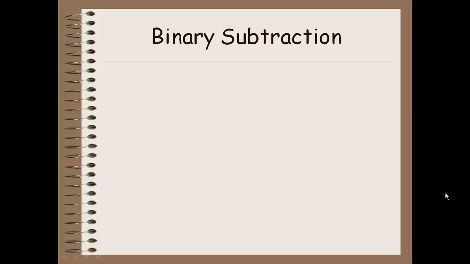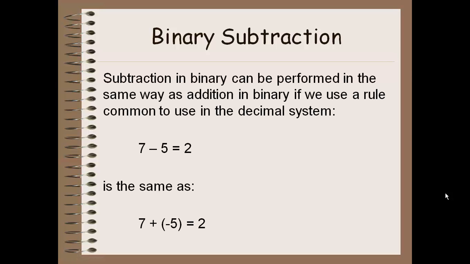But in the meantime, we also want to figure out how to do subtraction in binary. Subtraction in binary can be performed in the same way as addition in binary if we use a rule that is common in the decimal system. So if we take a look at 7 minus 5 is equal to 2, it's the exact same thing as saying 7 plus negative 5 is 2. So I can perform my subtractions by simply adding a negative number.